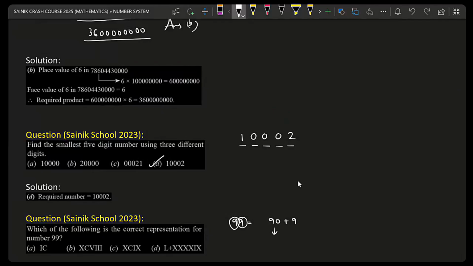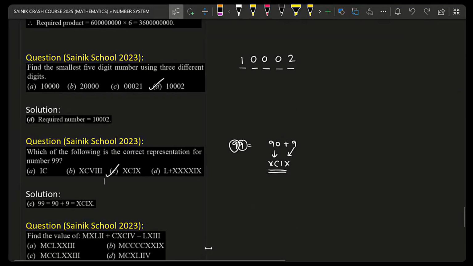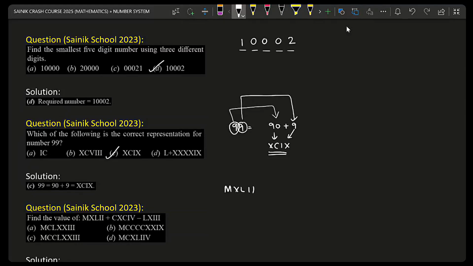How will you write 90 in Roman numerals? XC, 100 minus 10. How will you write this 9? IX. So XCIX is going to be the correct answer. That is option C. So one more Roman numeral question for you. Find the value of this. Now, let us solve this question. Okay, first let me write MXLII.